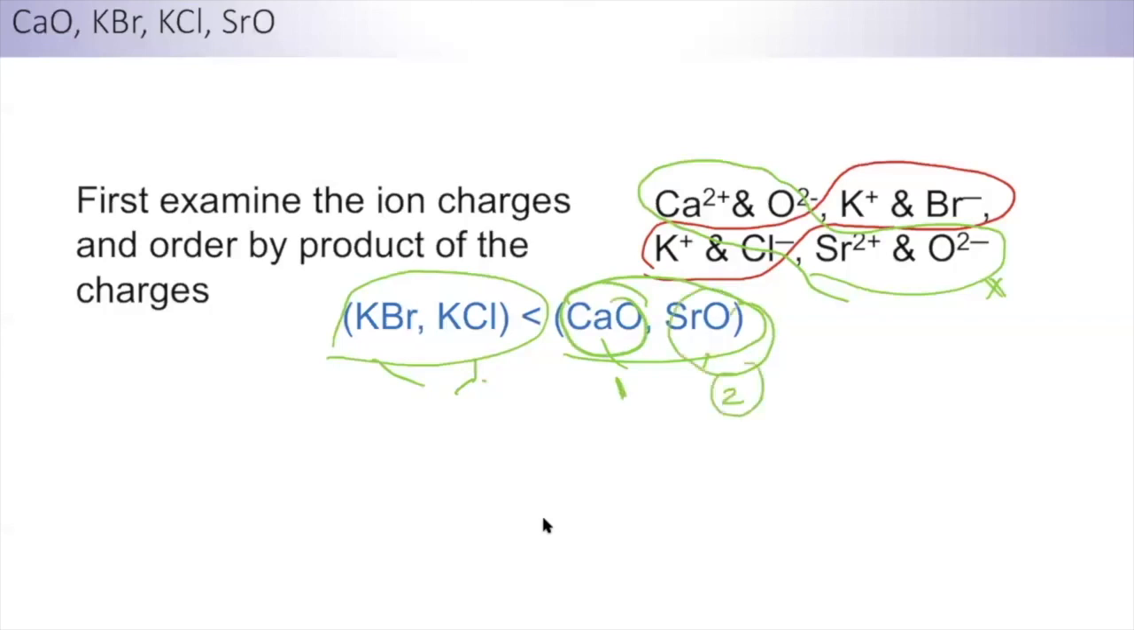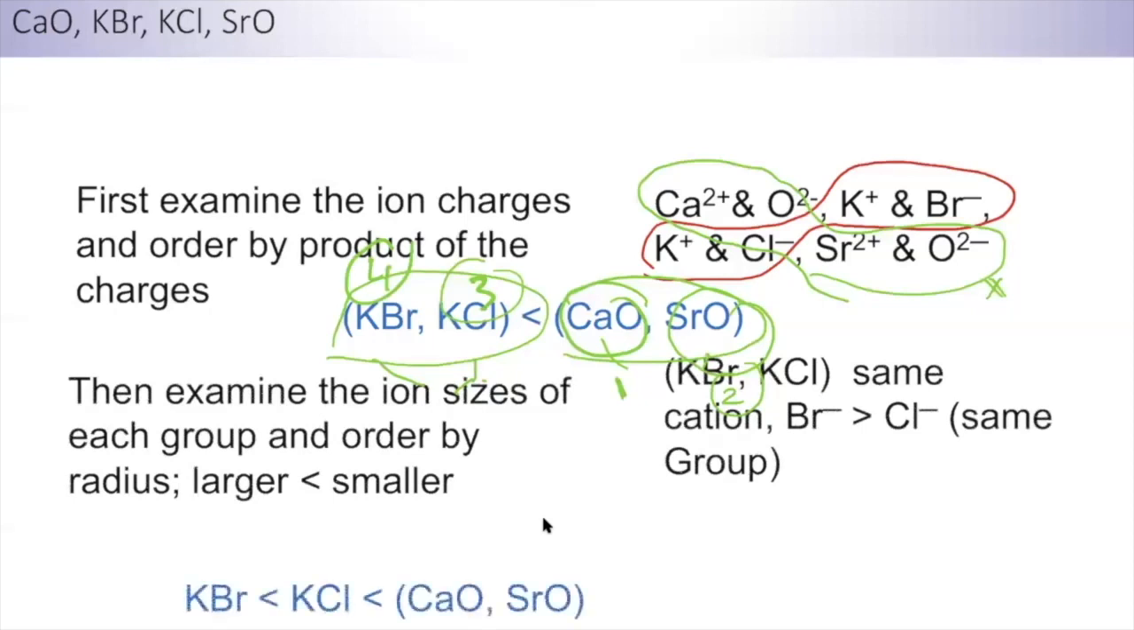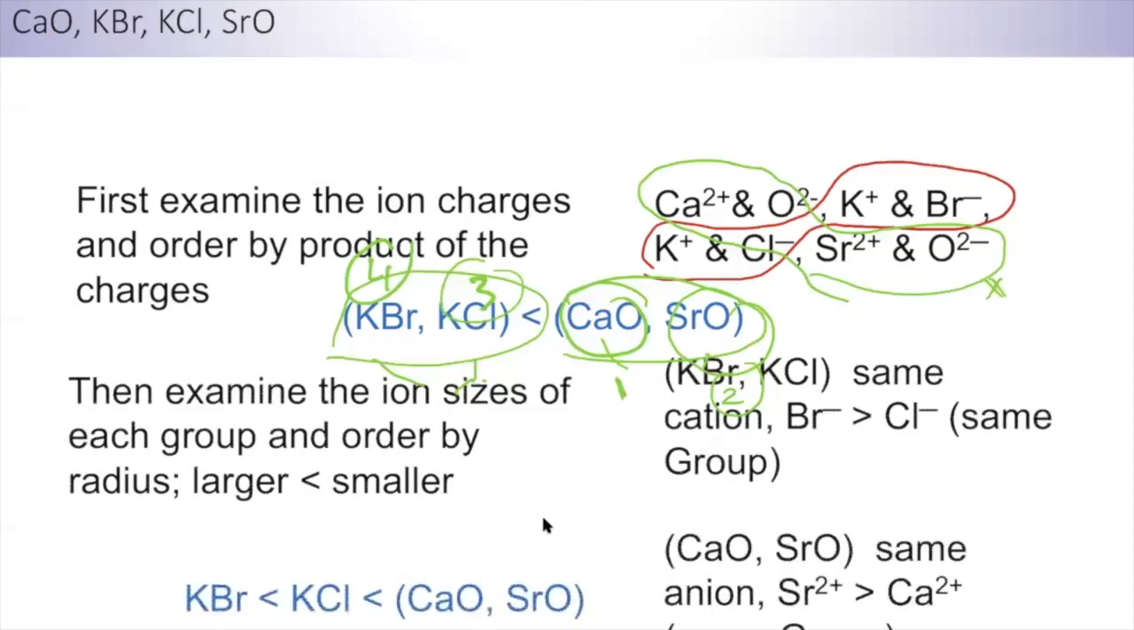Same idea here. Chlorine is going to be smaller than bromine. So this should be your third and this should be your fourth. And here is your final order.